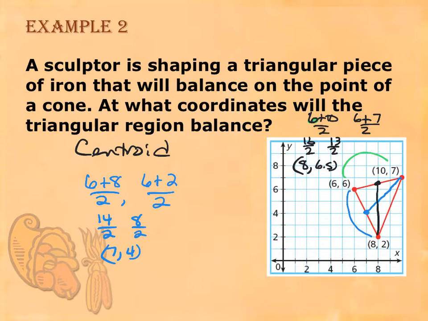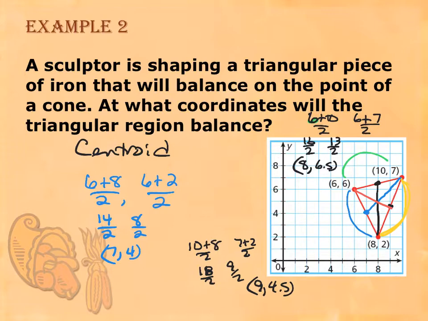I have one more midpoint to calculate, and we'll do this one over here. So I'm going to take 10 plus 8 and 7 plus 2. Divide them both by 2. 18 over 2 and 9 over 2. So this is going to give me the ordered pair 9, 4.5. So I'll come over here and plot it. Draw in the median. And let me do this in a different color. Let's do it in red.